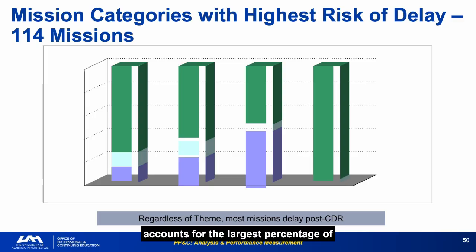The CDR to launch phase accounts for the largest percentage of delays across all four mission categories. INT problems are the dominant cause. This chart is the empirical answer to the question of where PP&C should focus schedule risk attention. The data says post-CDR INT, regardless of mission type.